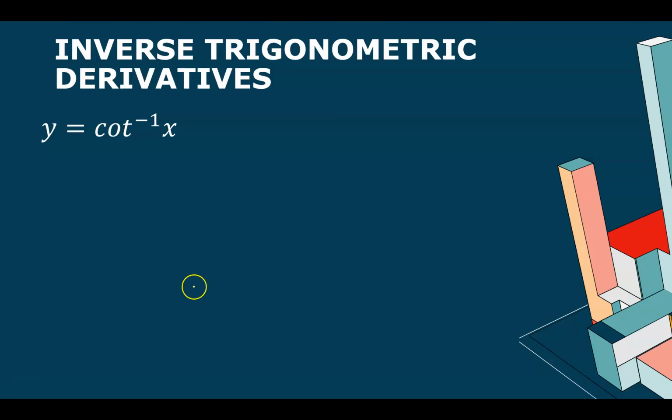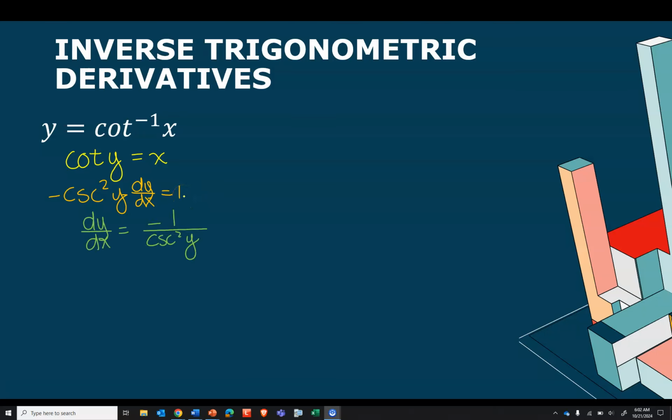All right, last one. Take cotangent of both sides to get cotangent y equals x. Derivative of cotangent is negative cosecant squared y. Chain rule, dy dx. Derivative of x is 1. Divide, and we get negative 1 over cosecant squared.